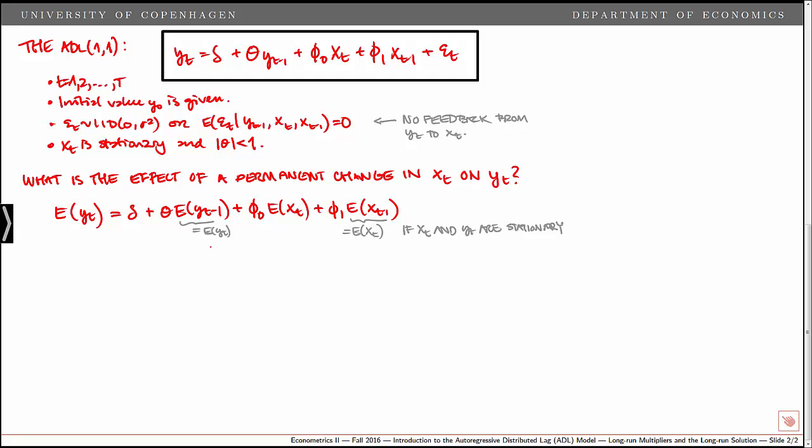Now this allows us to rearrange a bit, so we can write this as (1 minus theta) times the expected value of y_t equal to the constant term plus phi_0 times the expected value of x_t plus phi_1 times the expected value of x_t. So this is (phi_0 plus phi_1) times the expected value of x_t. Finally, we isolate the expected value of y_t, and we get that it equals the constant divided by 1 minus theta, plus (phi_0 plus phi_1) divided by (1 minus theta), times the expected value of x_t.